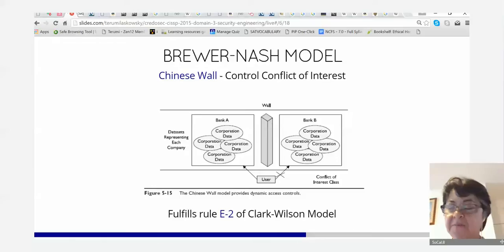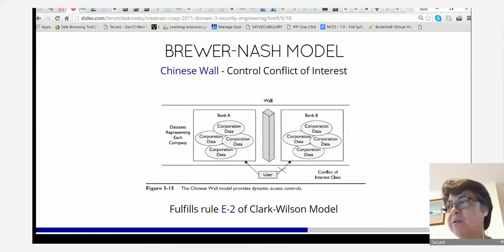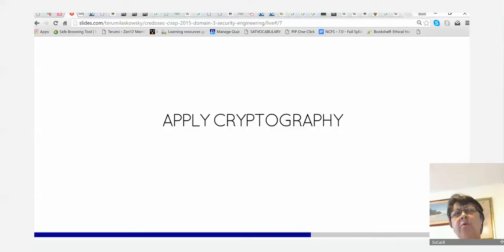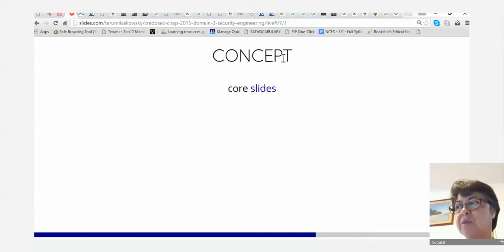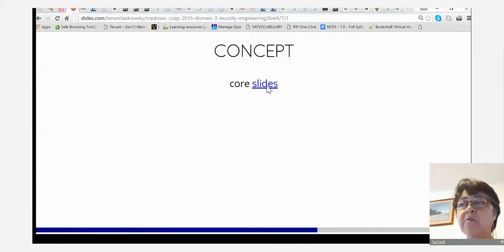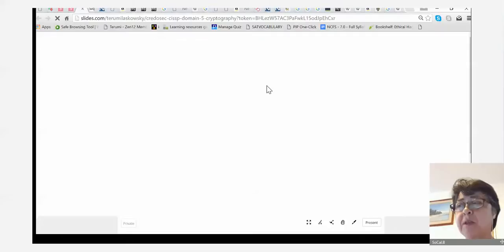All right. So the next model is, there's no more model. I'm sure there's others. I'm sure they're in the book somewhere, but that's all I have for you as a highlight. And the applied cryptography. So yes, we've already done cryptography. There's a couple things to add, but I'm just going to quickly go through the slides. Okay. So just to refresh your memory, because cryptography is pretty important in the exam as well.